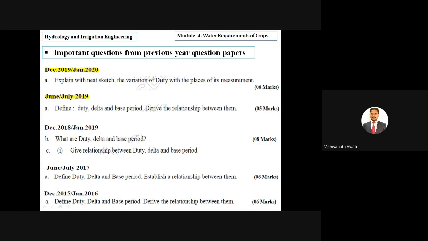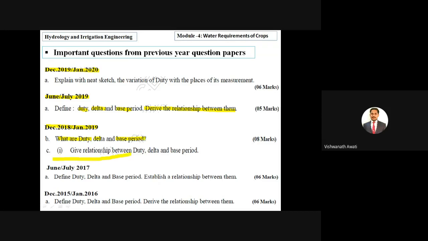Next, June-July 2019: define duty. What do you mean by duty? Delta, base period, derive the relations between them. That equation you have to derive: delta equals 8.64 times base period divided by duty, right? Then December 2018 and January 2019: what are duty, delta, base period?